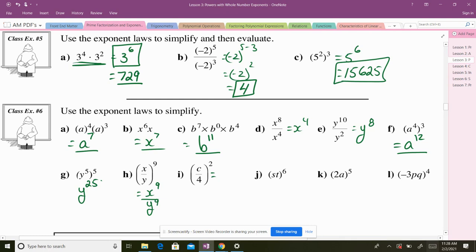c over 4, all squared. 4 to the power of 2, sorry. s t to the 6. There you go. 2a to the 5th. Oh, you would have impressed me if you did it in your head. 2 to the 5th is 32. 32 is 2 to the 5th.